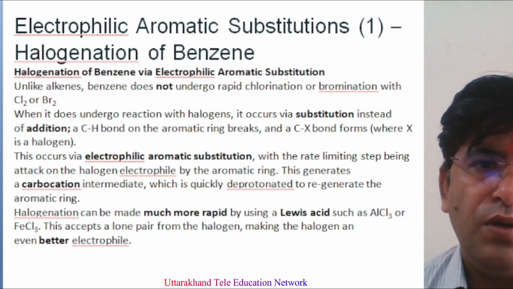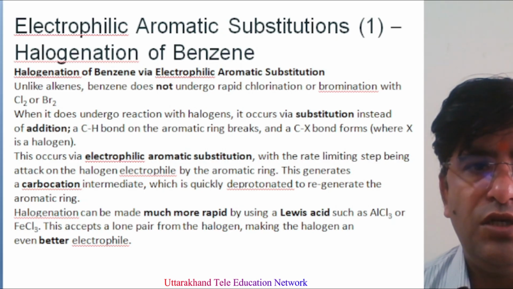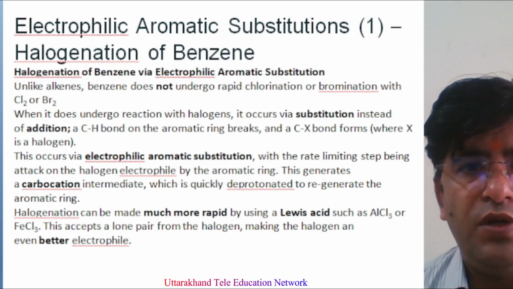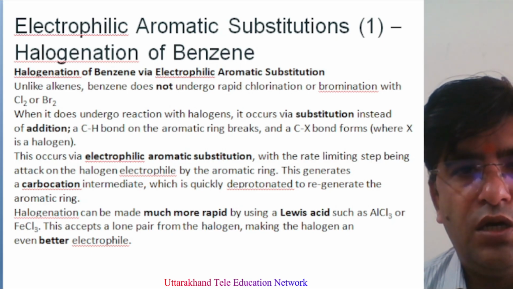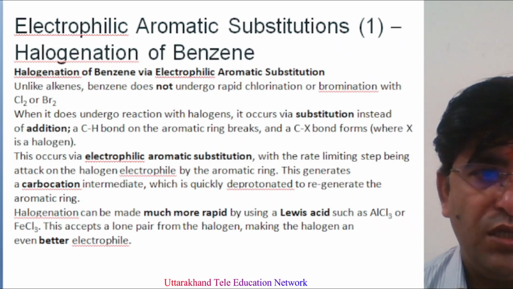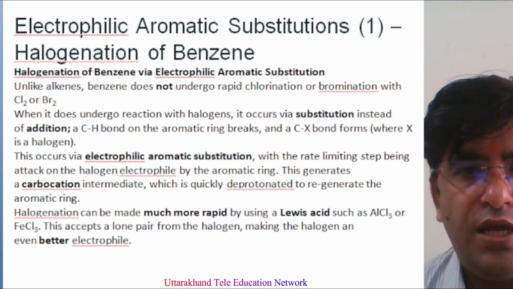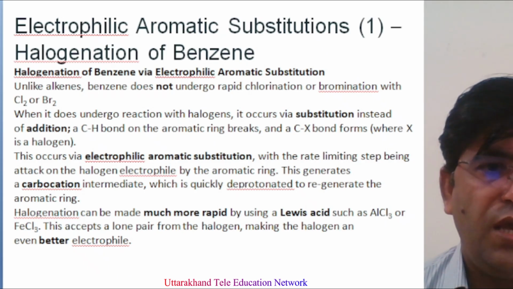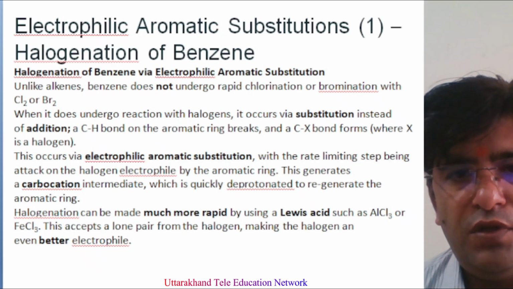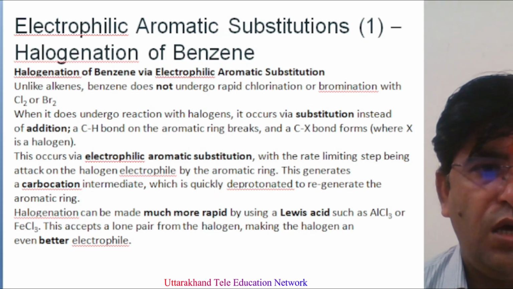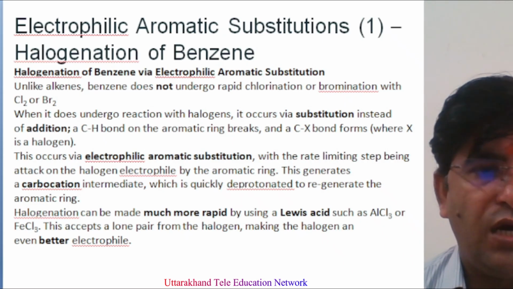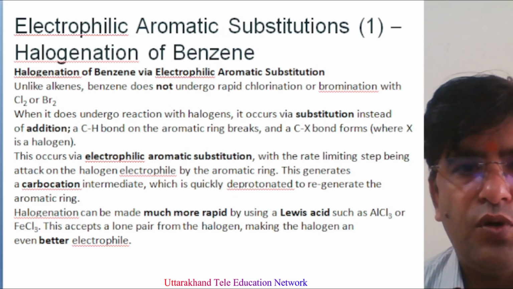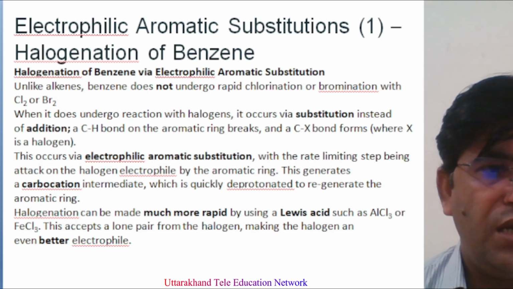Halogenation of benzene by electrophilic aromatic substitution. Unlike alkenes, benzene does not undergo rapid chlorination or bromination with Cl2 and Br2. When it does undergo the reaction with a halogen, it occurs via substitution instead of addition. The C-H bond on the aromatic ring breaks and a C-X bond forms, where X is a halogen. This occurs via electrophilic aromatic substitution, with the rate limiting step being attack on the halogen electrophile by the aromatic ring. This generates a carbocation intermediate, which is quickly deprotonated to regenerate the aromatic ring.